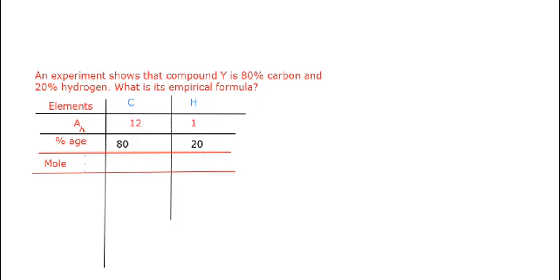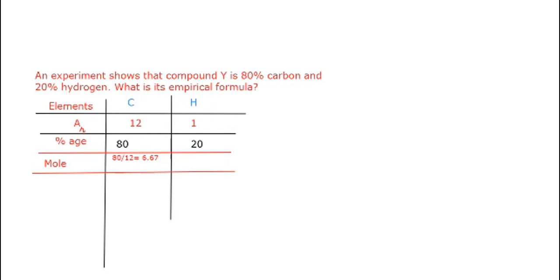Now, beta, please open the calculator and find out 80, that is the mass in gram or percentage composition of carbon, divided by 12. What is the answer? Sir, 6.67. That is 6.67. This is the mole of carbon. According to that ratio, the mole of carbon is 6.67.